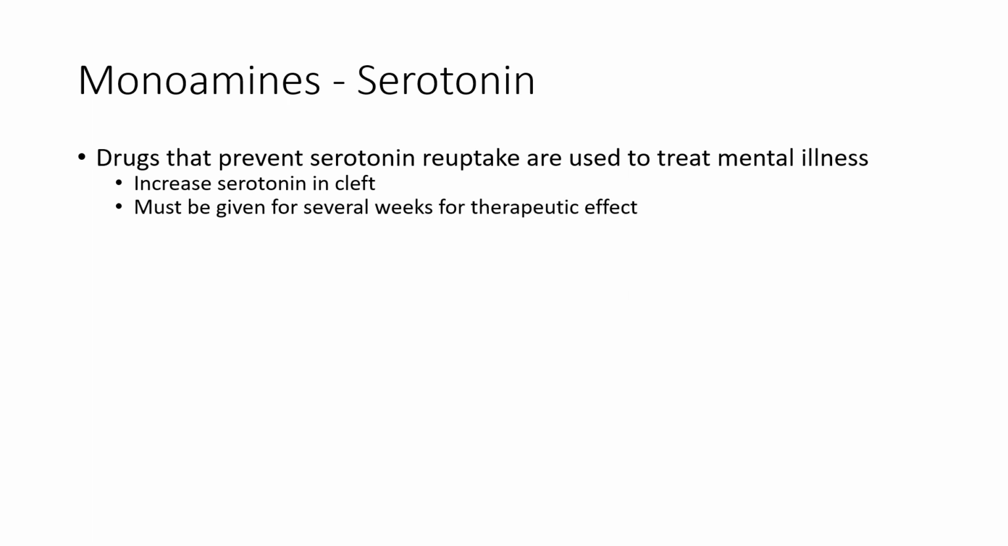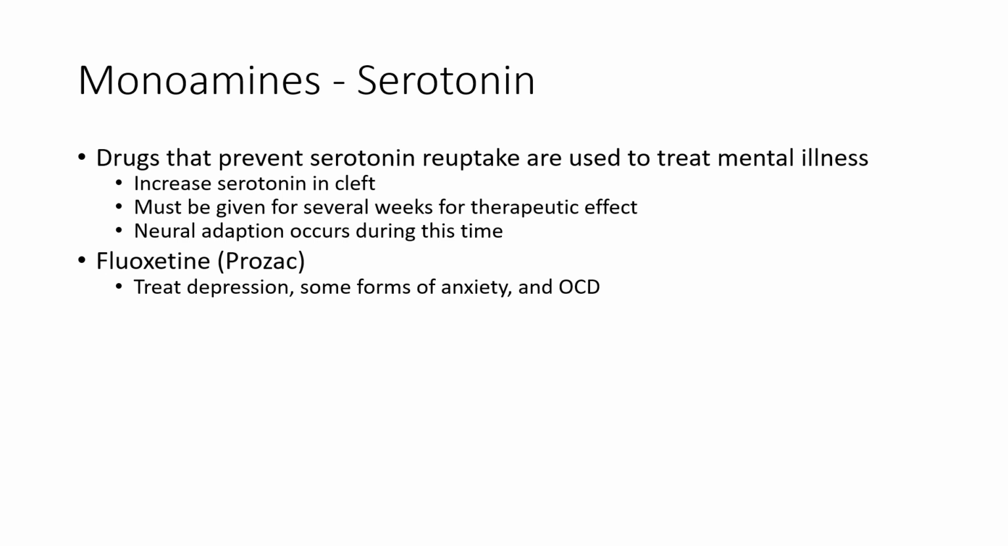These drugs must be given for several weeks to see any kind of therapeutic effects. So this isn't something where you take the drug and immediately see improvement. This is something that requires time to see an effect. Neural adaptations occur during this time, so actual structural changes happen during this time of taking these types of drugs. Examples would be Prozac, which is a very well-known one. This one is used to treat depression, some forms of anxiety, and also obsessive compulsive disorder.